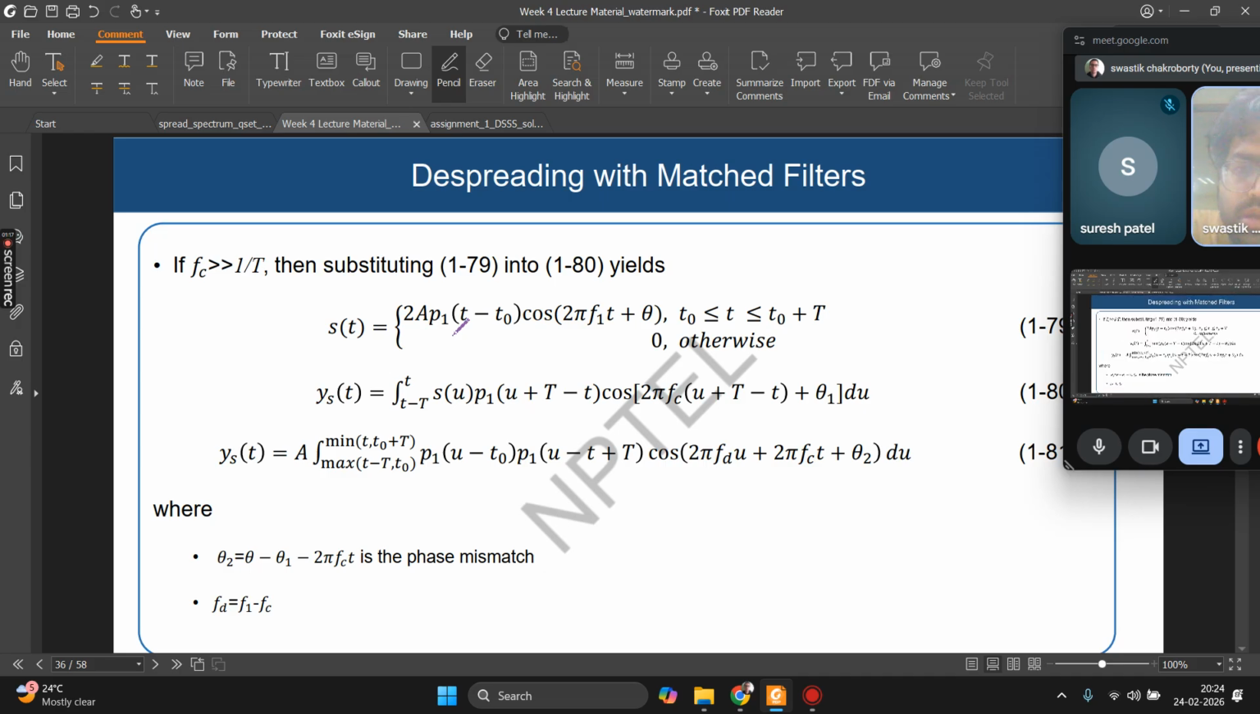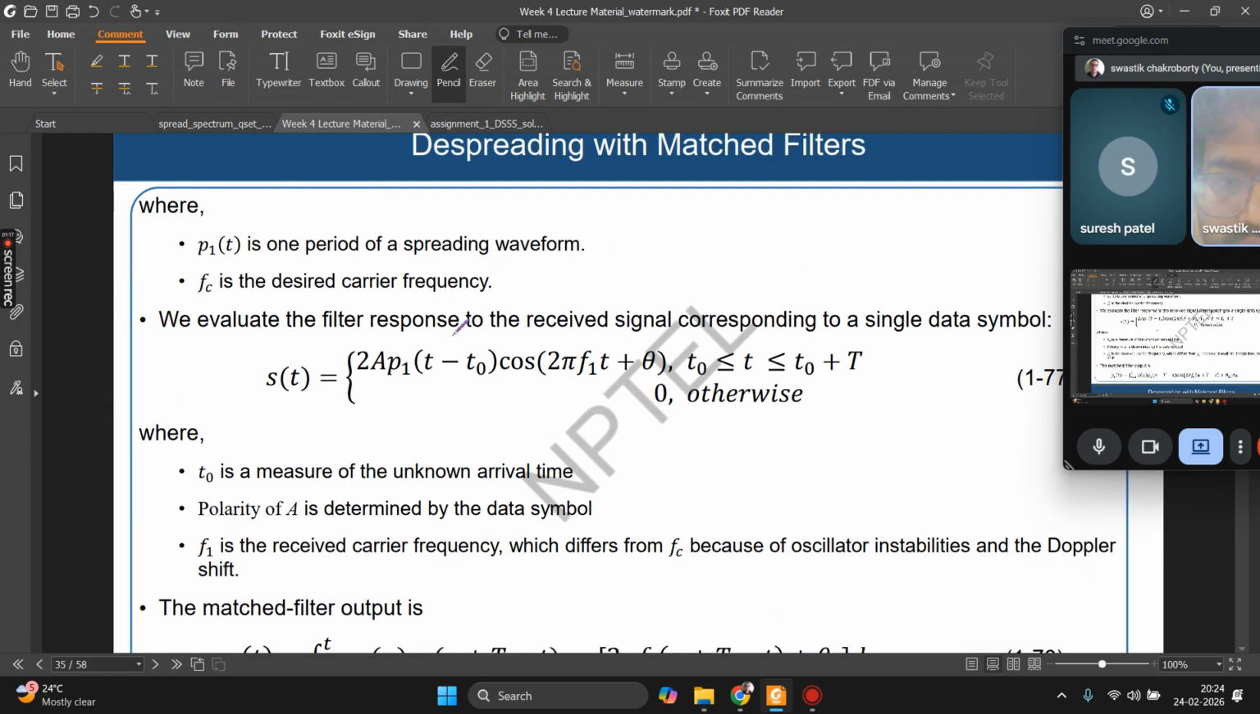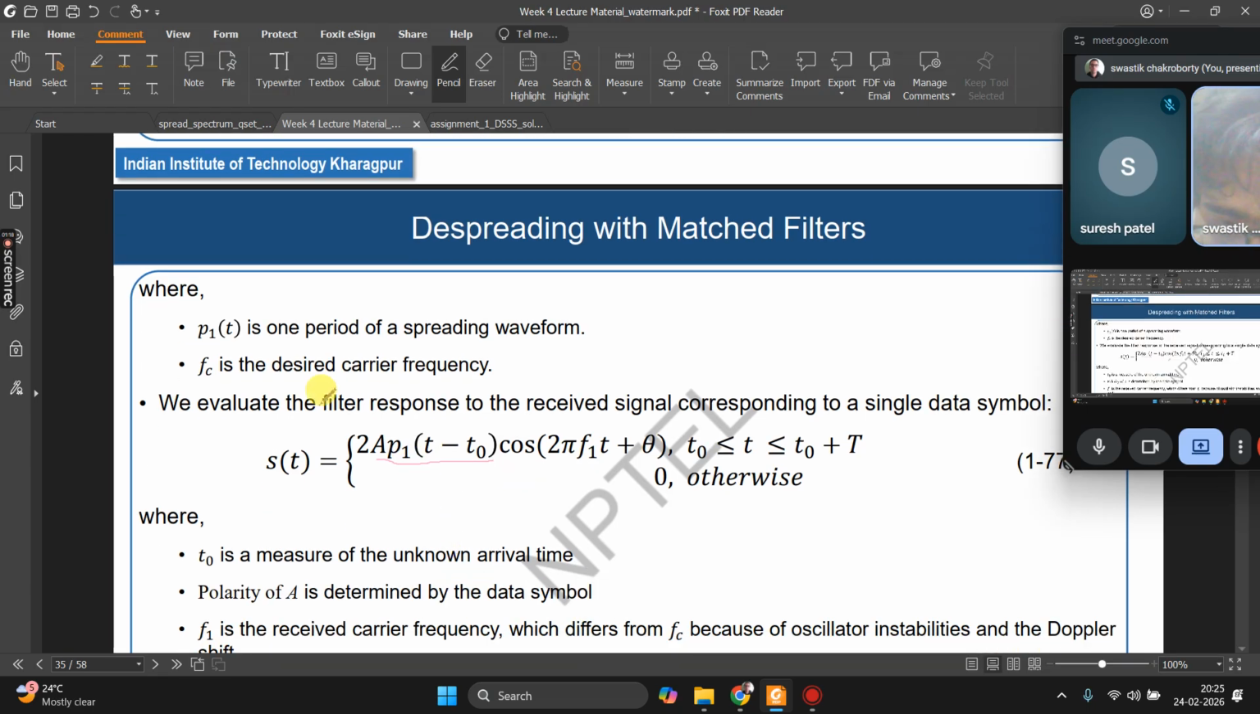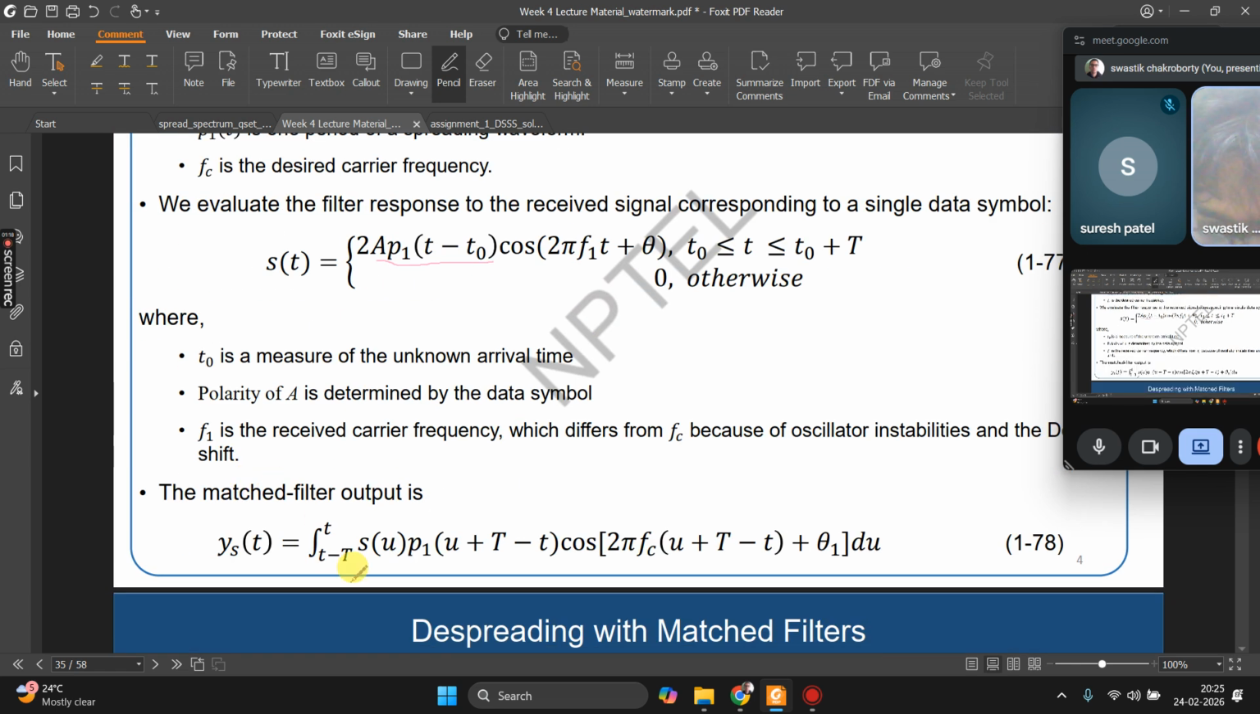Now we look at the matched filter output for a single data symbol. This is the data symbol, which is being spread by this waveform. Originally it was a simple sinusoid, amplitude times a tone with cos theta. Next we add p1(t minus t0), which is your spreading waveform. So this is your data signal. Now we have to design a filter that is matched to this.